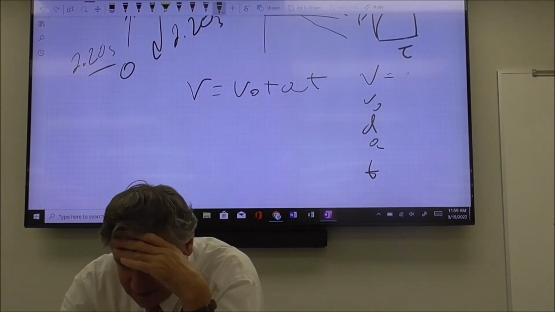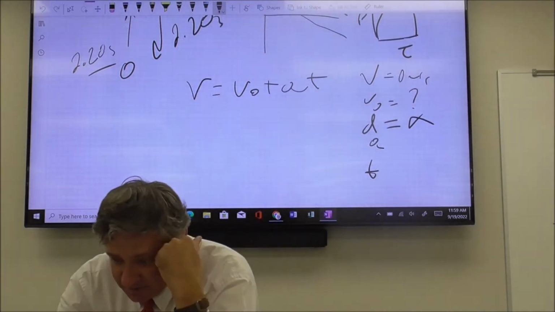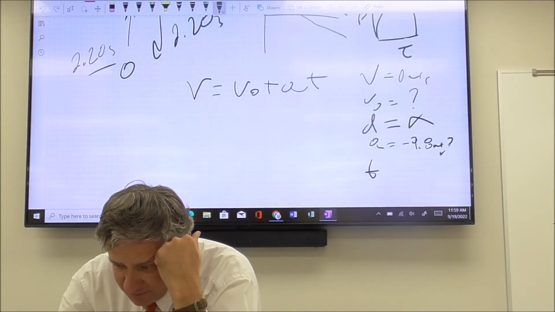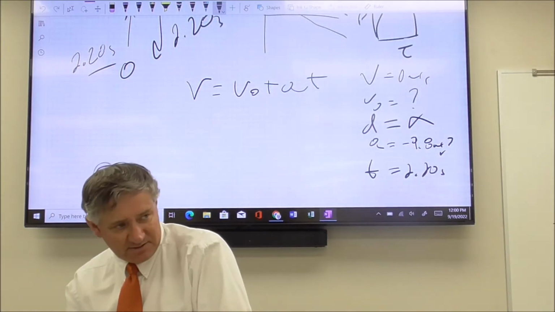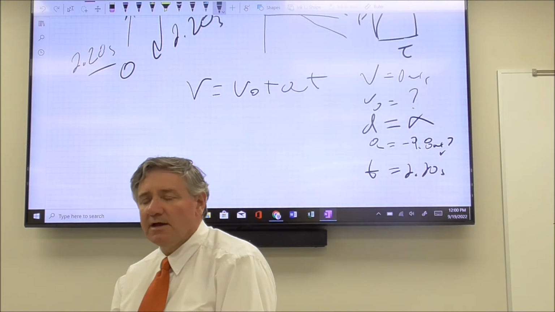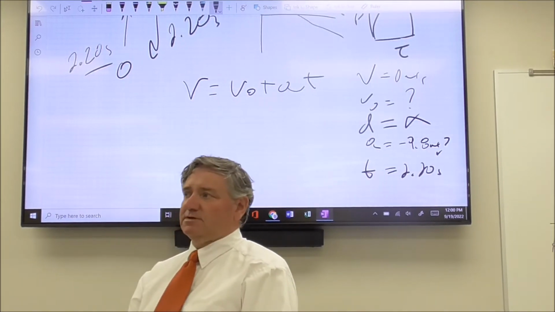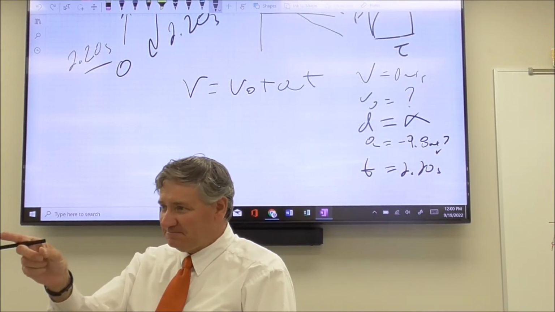So at this point, with V equals V naught plus AT, my final velocity is going to be 0. My initial velocity is what I don't know. I don't care about distance; it's not part of the story at this point. My acceleration is negative 9.8 meters per second squared. I know my time is 2.20 seconds. Now, let's just think this through. Is the launch velocity going to be bigger or smaller than 9.8 meters per second? Bigger. Why?